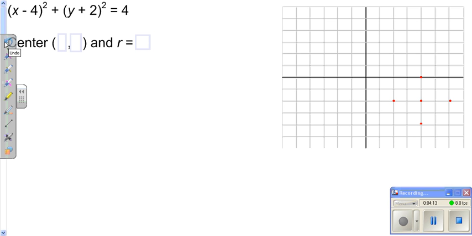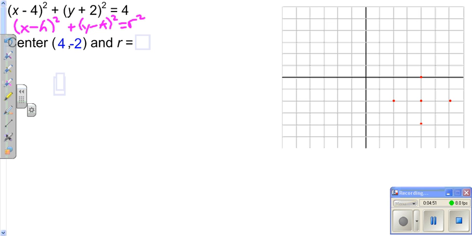Here we need to go ahead and graph this. It's in the standard form. Remember, the standard form is (x minus h) squared plus (y minus k) squared is equal to your radius squared. So the x-coordinate of your center is always the opposite of what's after the x. The y-coordinate of your center is always the opposite of what's after the y. So that's negative 2.